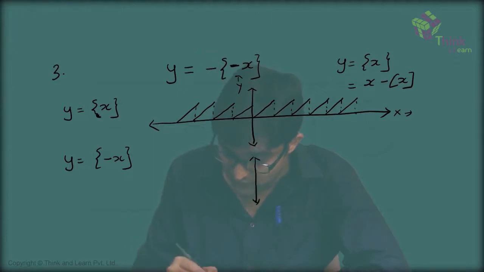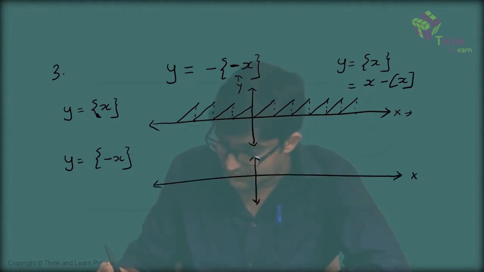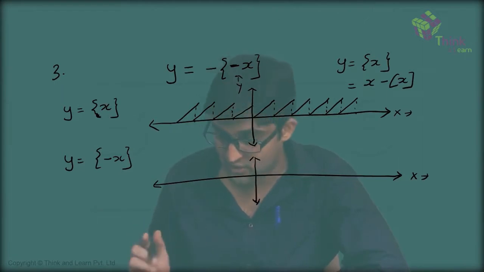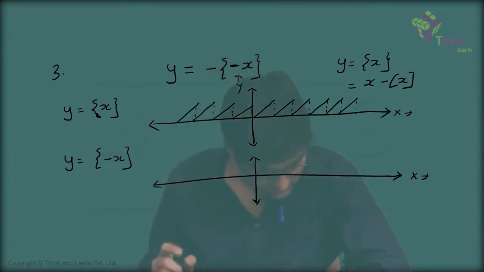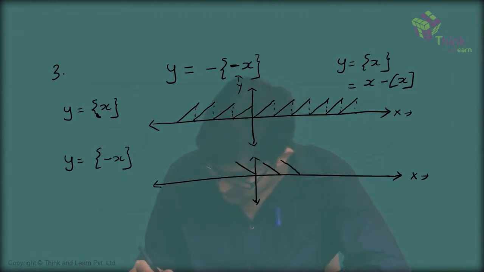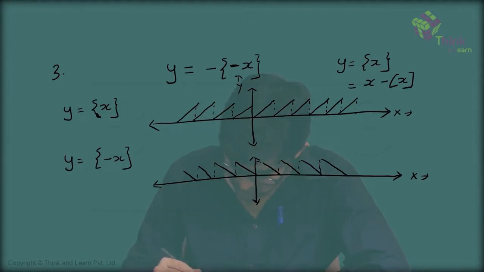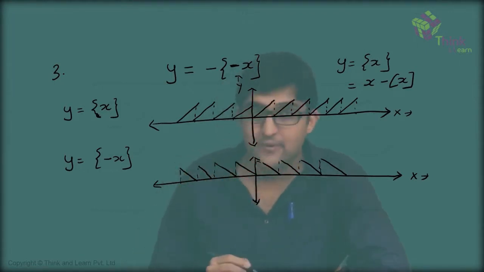So what will happen to your function? Your function, which was earlier inclined toward the positive x-axis, now will get inclined in the other direction. Inclined in the other direction.